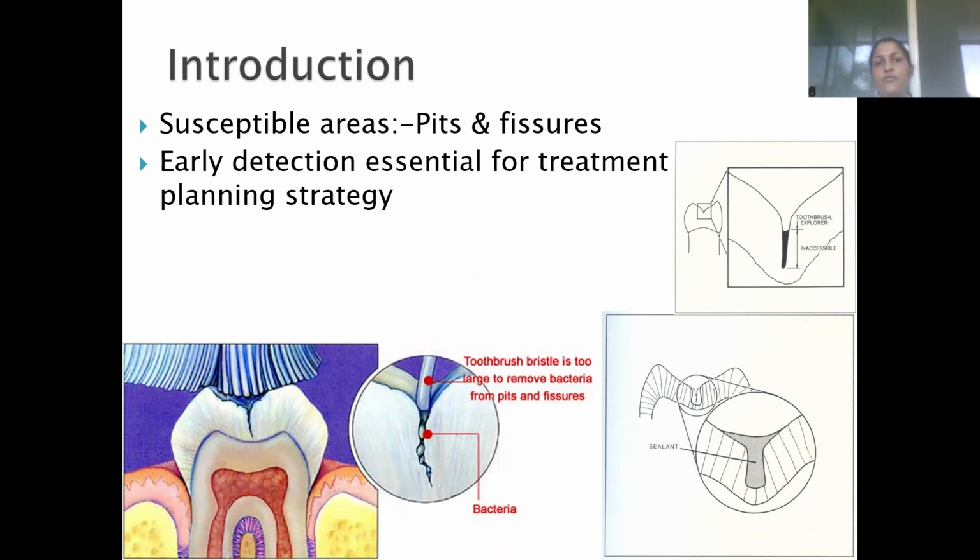So early detection of dental caries has to be done, and then we have to go for the sealant for a preventive aspect of development of dental caries, because the pit and fissures are the areas where the toothbrush bristles are inaccessible to remove the food lodgement.